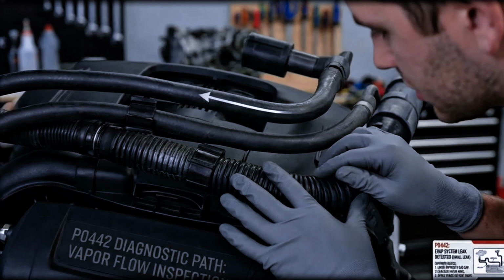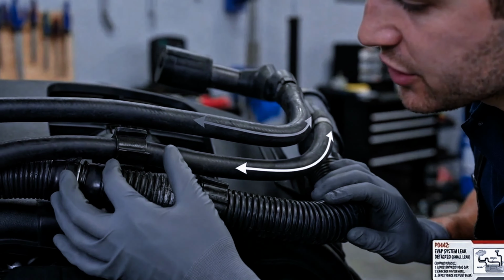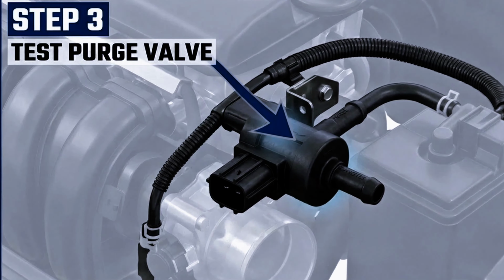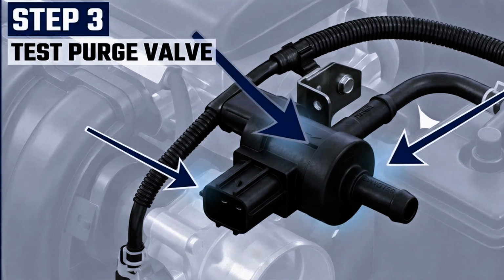Next, inspect EVAP hoses for cracks, leaks, or loose connections. If hoses are good, check the purge valve. A faulty purge valve can cause vacuum leaks.